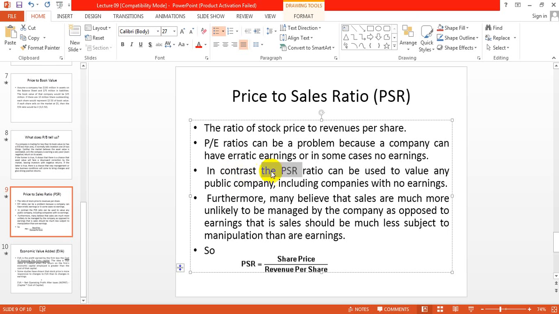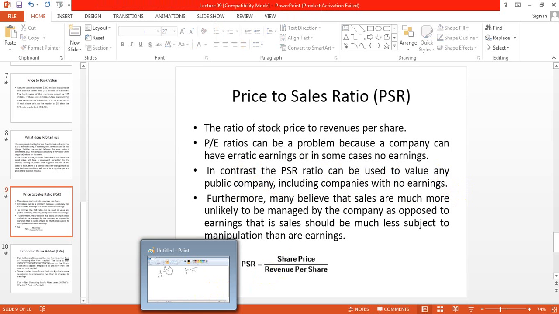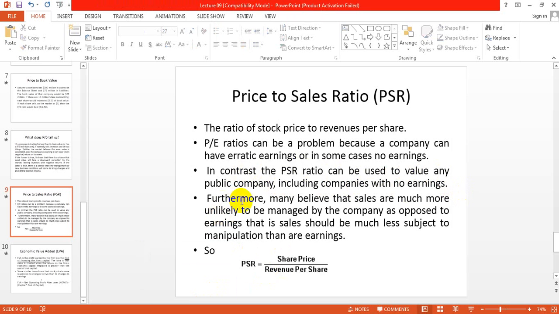So in contrast, the PSR ratio can be used to value any public company, whether it is a strong company or a weak company, including companies with no earnings. Those companies which have no earnings, we can still evaluate. Furthermore, many believe that sales are much less likely to be managed by the company as opposed to earnings.